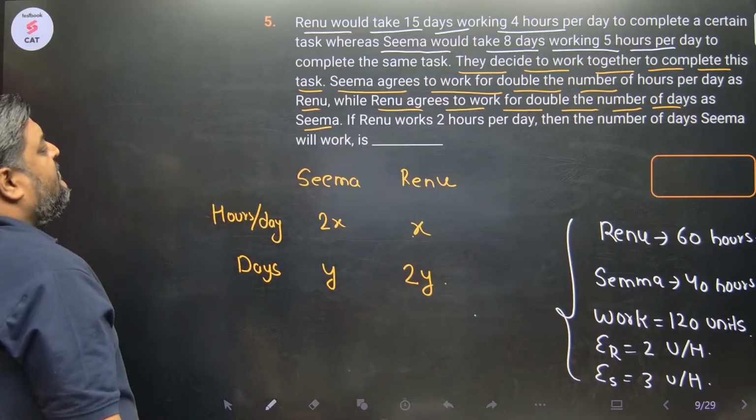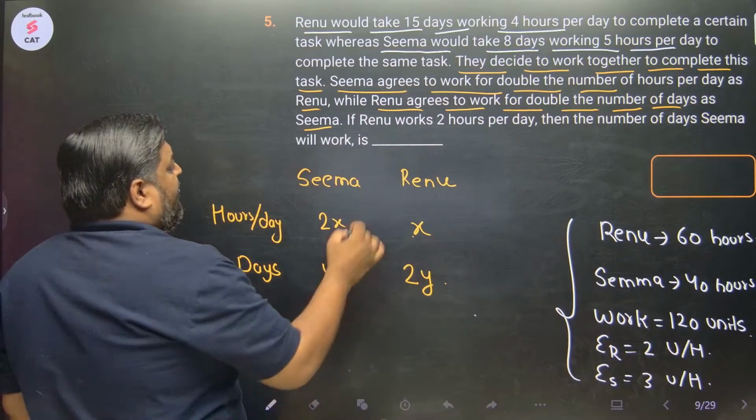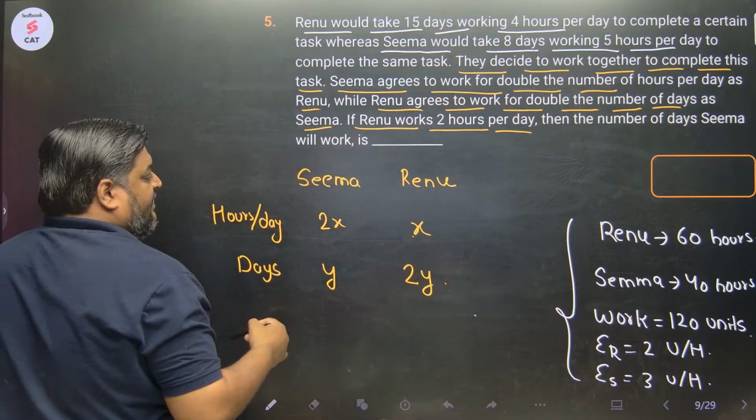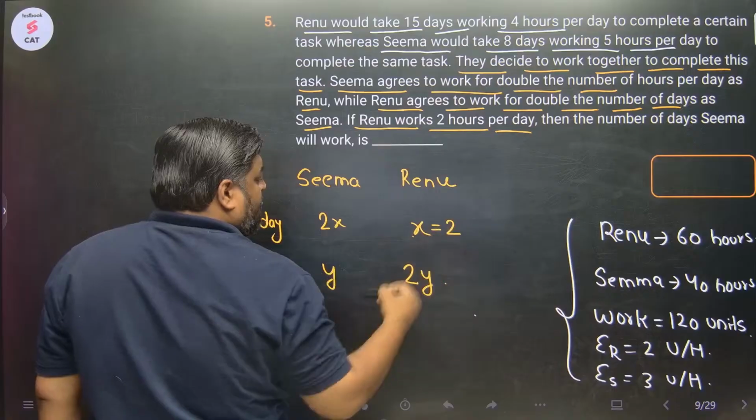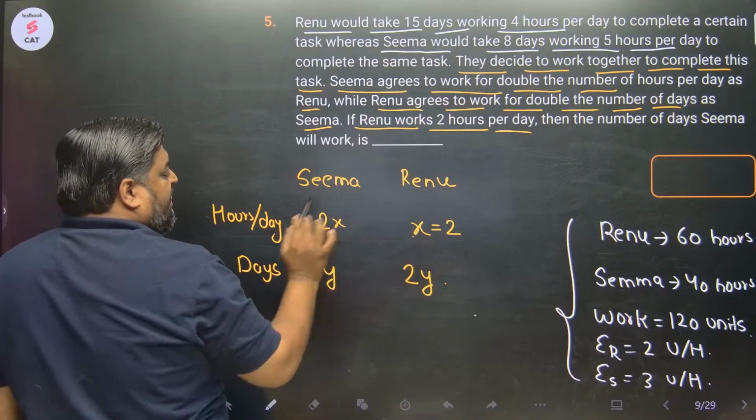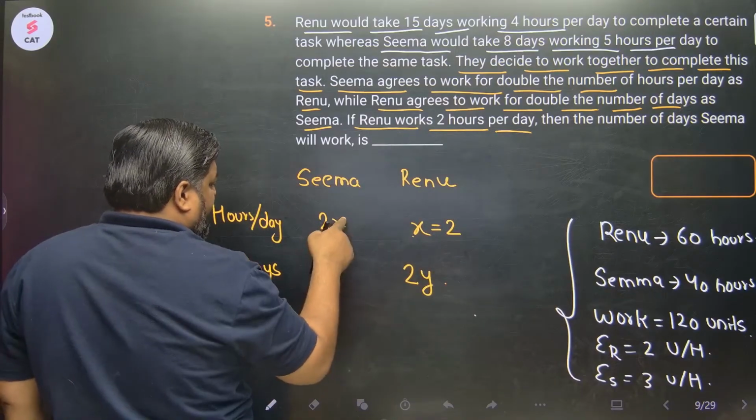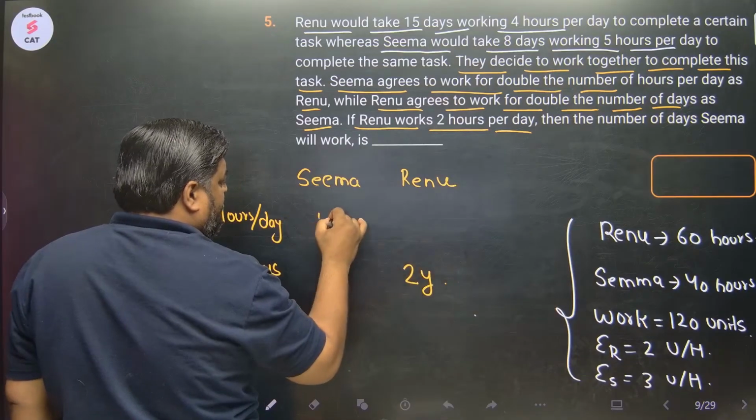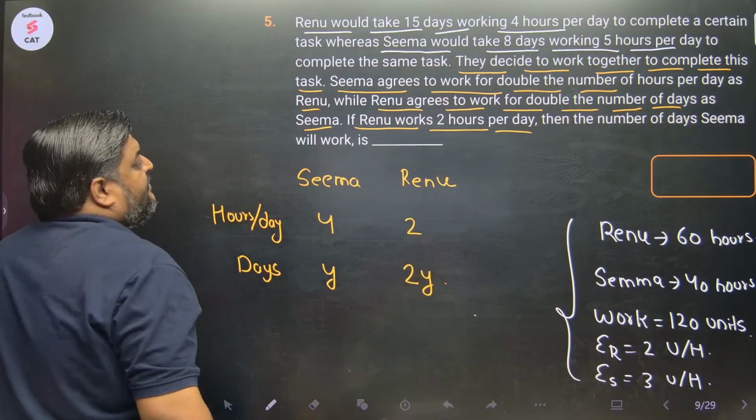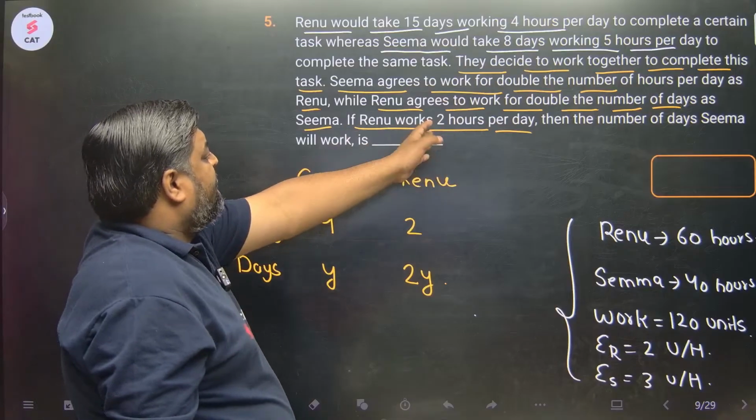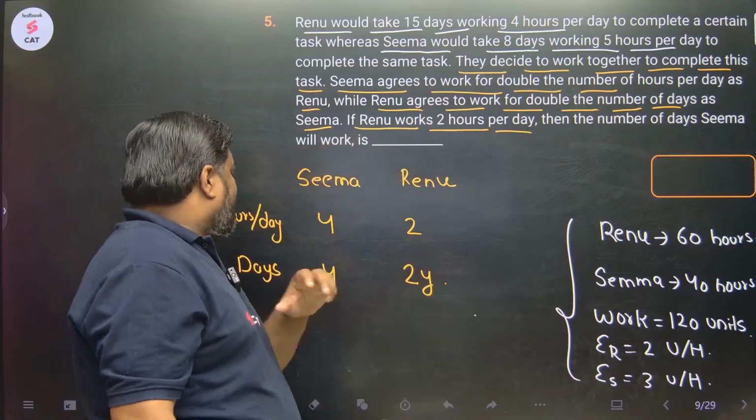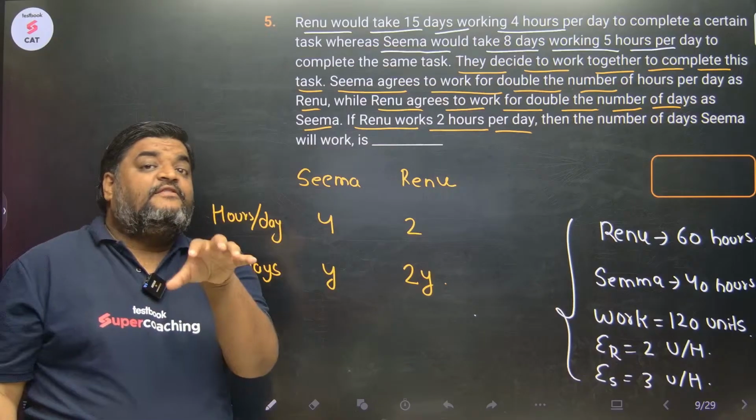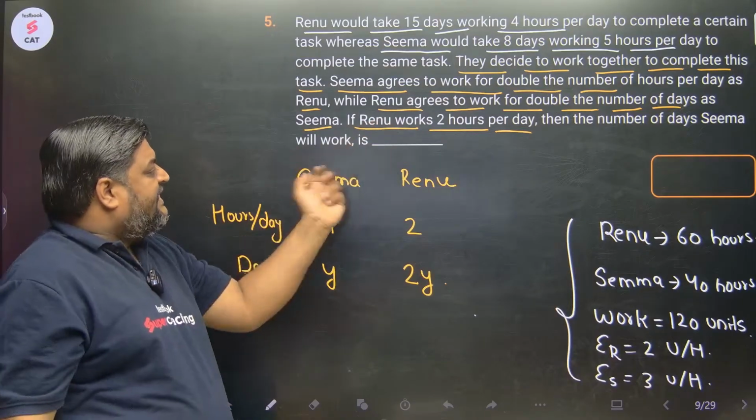बोलो yes sir. Now, if Renu works for 2 hours per day, so x की वैल्यू गिवन है, x is 2, तो सीमा works for 4 hours a day. Yes or no? तो 4 and 2. Then the number of days Seema will work, ये निकालना है, तो आपको y की वैल्यू निकालनी है. You have to find the value of y, the number of days Seema will work.